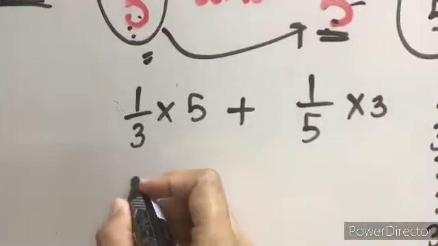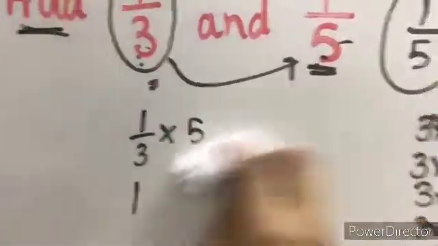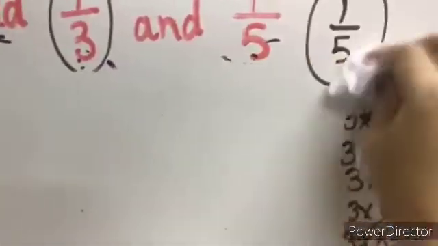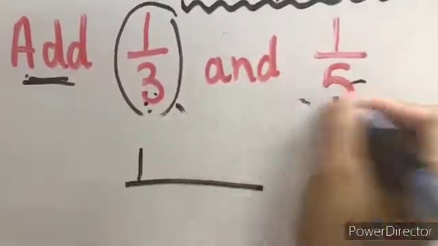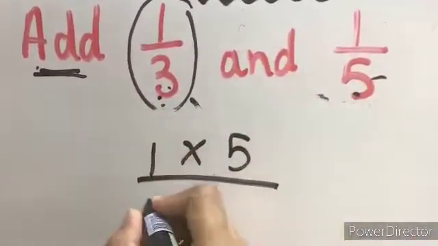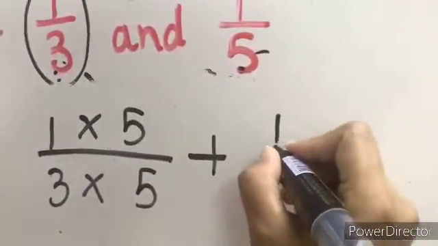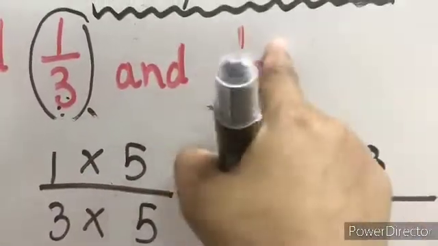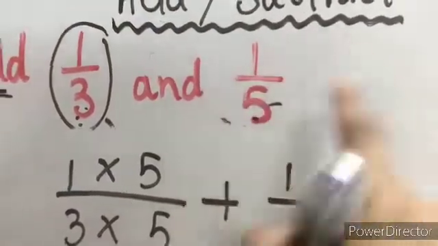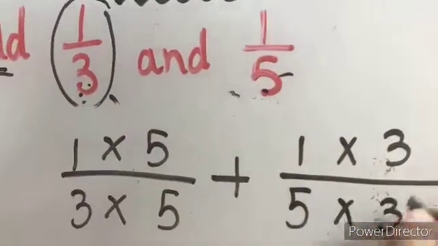Okay, so what will you do? You will not only multiply the denominators, you will also multiply the numerators. Okay, I want to make you clear. 1, I told you, with 5, and 3 multiplied by 5. What are you going to do? Add. This is 1, so you are going to multiply it with this denominator. So the numerator will also be multiplied with the same, and the denominator will also be multiplied with the same.